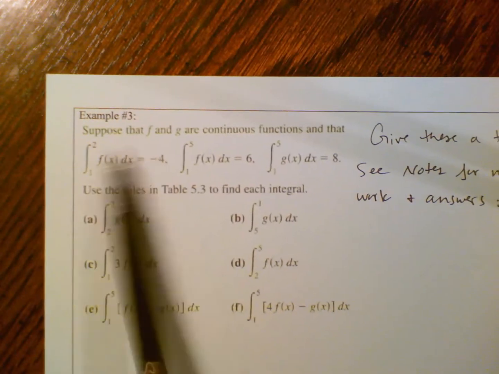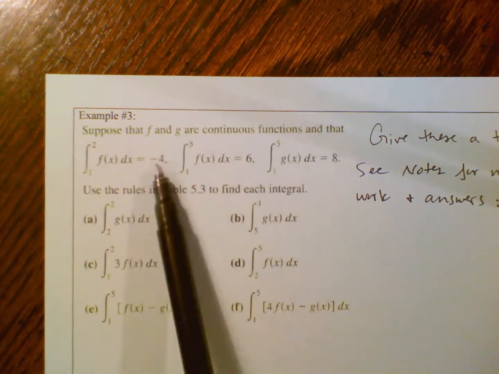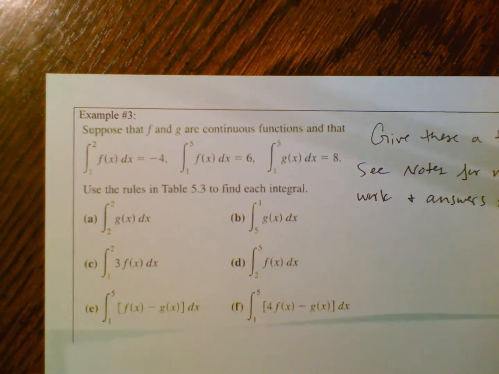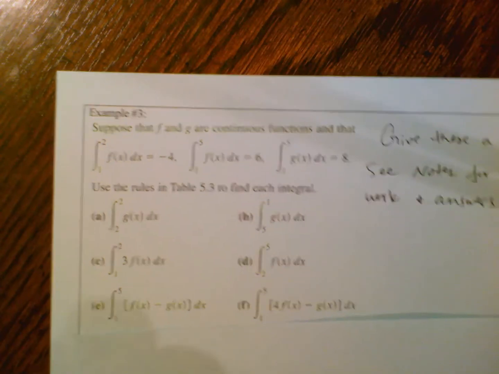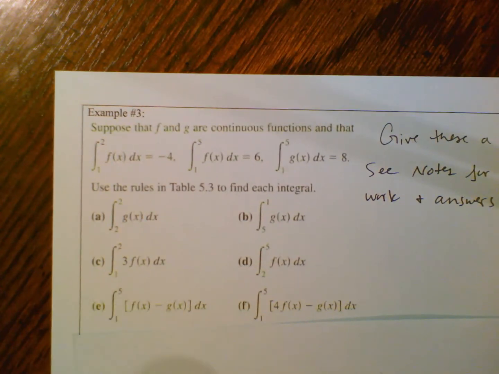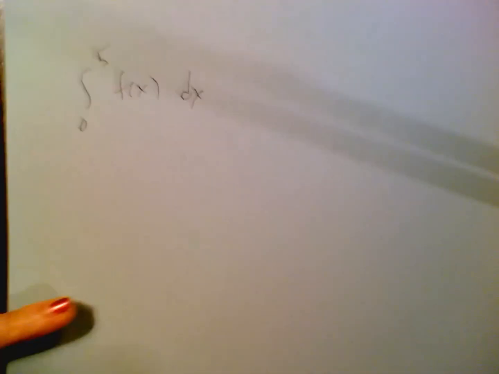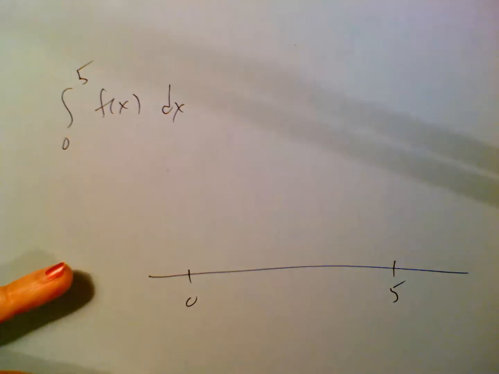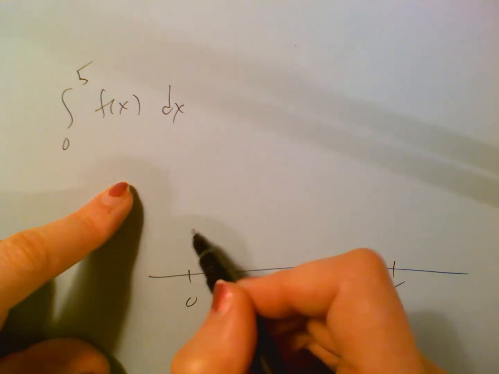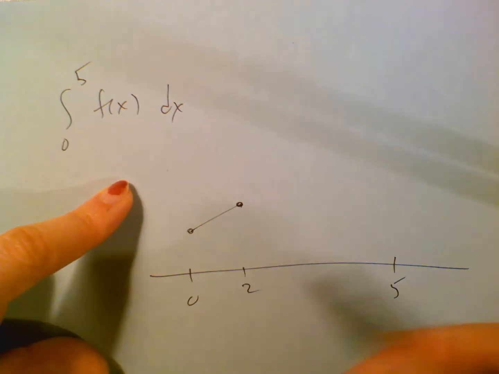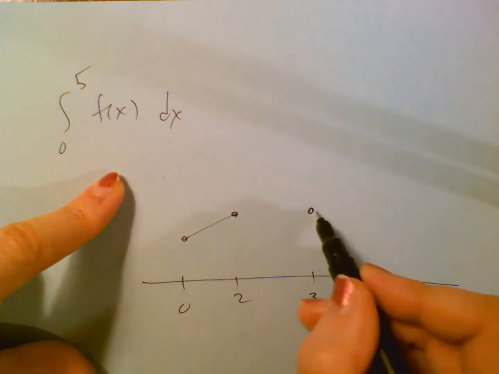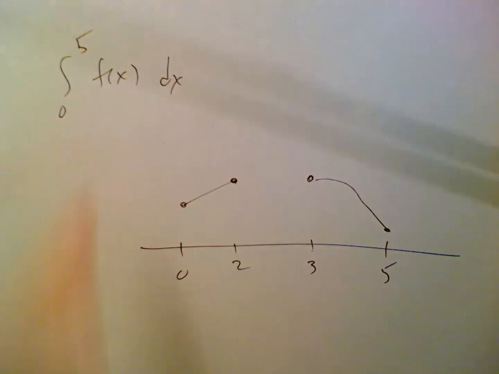So example number 3 is, we've got continuous functions. They've got to tell you that the functions are continuous, because if there's a gap, let me just show you an example. If I wanted to do, let's see, this is 0, that's 5, the area under the curve from 0 to 5, and maybe like 2, 3, I don't know. And say that the graph is piecewise and it looks like this.